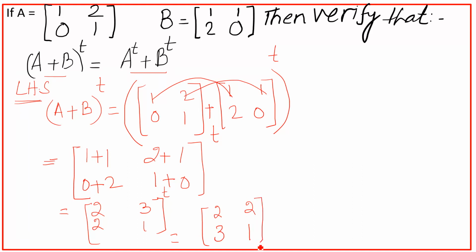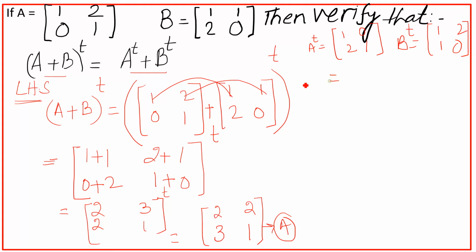This one is the left hand side, or we can say A. Now we have to prove A transpose plus B transpose. So what is the A transpose? First I will write down A transpose here. A transpose is 1, 2, 0, 1. This one. And B transpose is equal to 1, 1, 2, 0.